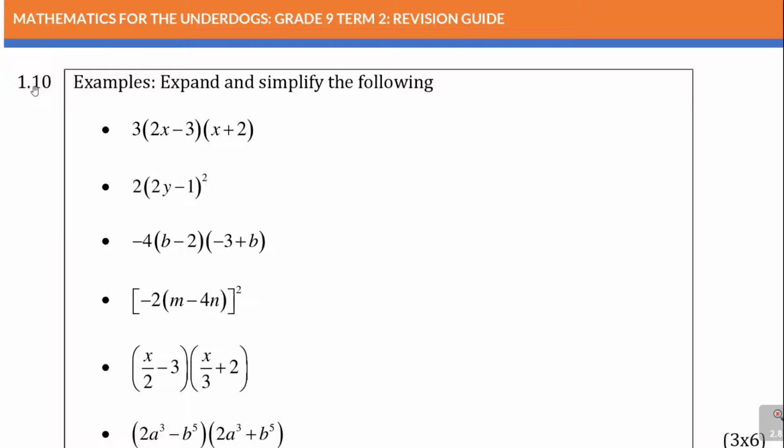Now look at this, Example 1.10. It says expand and simplify the following. We've already done the expansion, but this is extended, where you are given more than two brackets and at the same time you are asked to expand. Look at this: if they give you 3(2x - 3)(x + 2), in this case we are looking at that one.